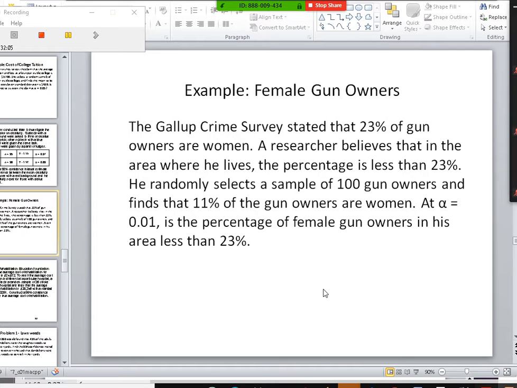Haley, go ahead and read. The Gallup crime survey stated that 23% of gun owners are women. A researcher believes that in the area where he lives, the percentage is less than 23%. He randomly selects a sample of 100 gun owners and finds that 11% of the gun owners are women. At alpha equals 0.01, is the percentage of female gun owners in his area less than 23%? All right, 10 seconds, guys. Take a look.